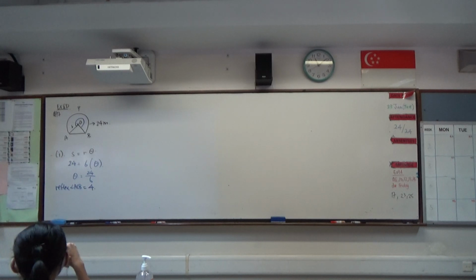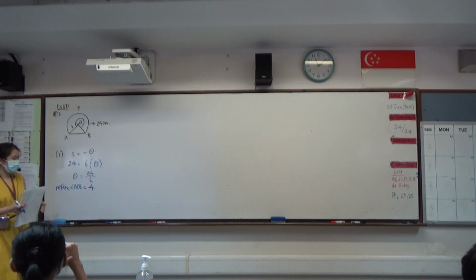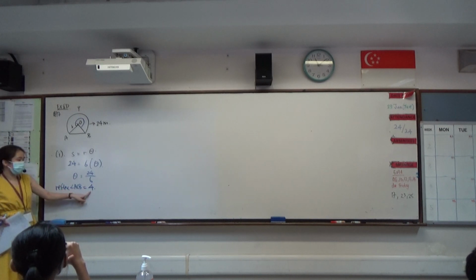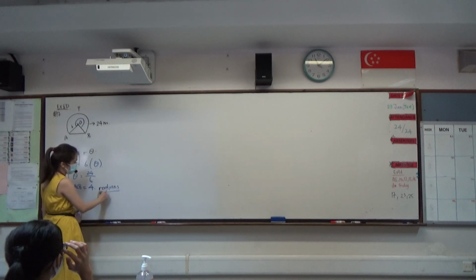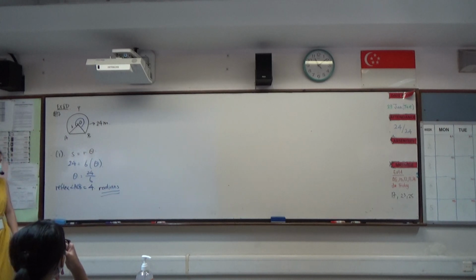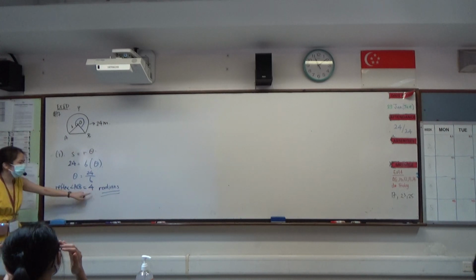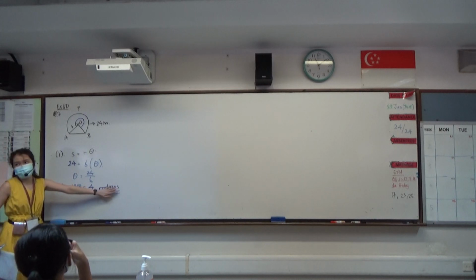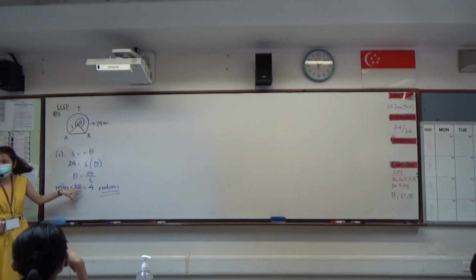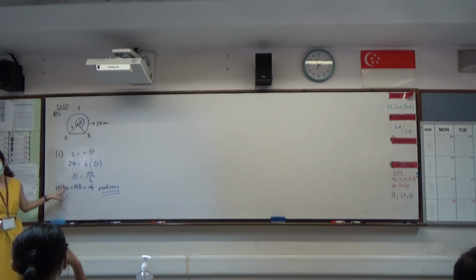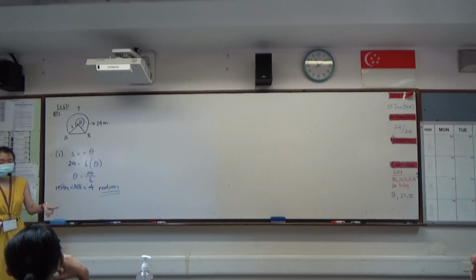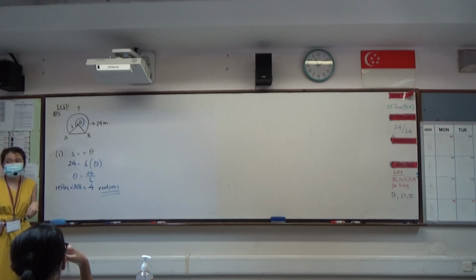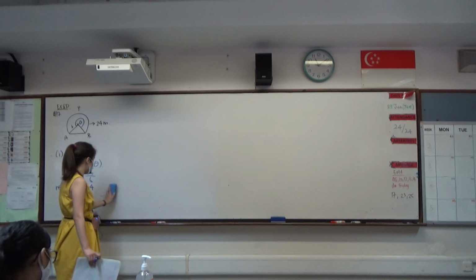Because the question asks for radians, usually we don't need to write the word radians. The word radians itself is not a unit actually. So whenever there is a value for the angle, as long as it doesn't have the degree symbol, we will take it that it is going to be radians. So you need to be able to recognize it. Any questions? Okay, so we leave it this way.